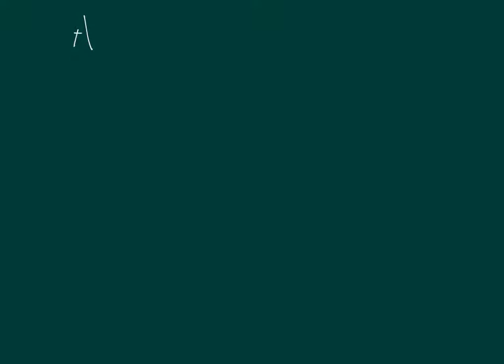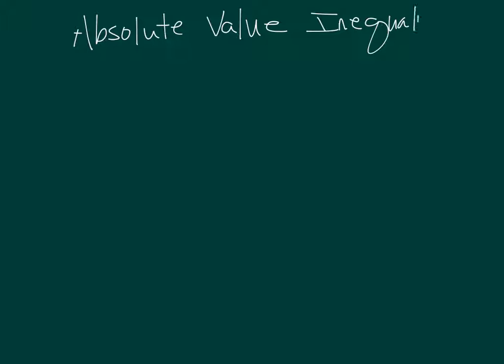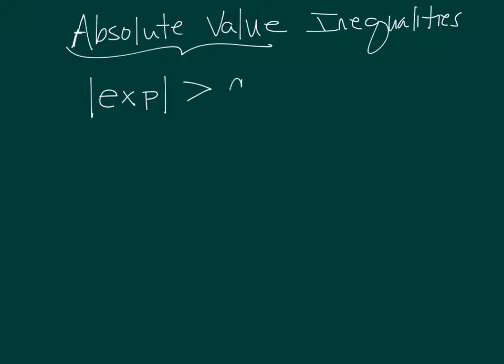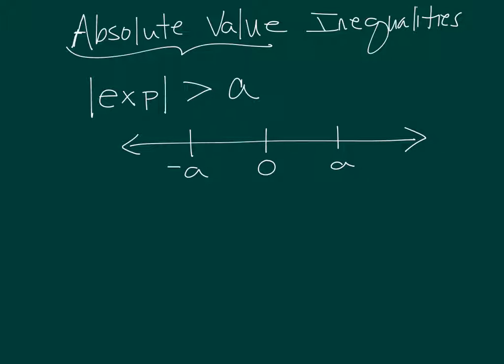I'd like to talk about absolute value inequalities. When we have an absolute value, remember absolute value talks about distance from zero. So if we have the absolute value of some expression being greater than a, then we want the distance to be greater than a units away from zero. And that means we want the distance to be greater than a or less than negative a.